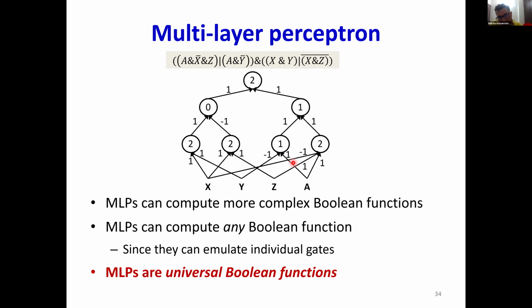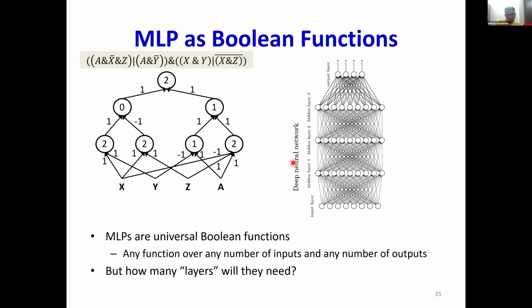And so we see that because perceptrons can model Boolean functions, but they can also model things that are more complex than Boolean functions, it means that for any odd Boolean function, I can construct a multi-layer perceptron that can compute this Boolean function. And so MLPs are what are called universal Boolean functions. What this means is that you give me a Boolean function, and regardless of the complexity of the function, I can compose an MLP that will compute it. They can be designed to compute any function over any number of inputs, any number of outputs.